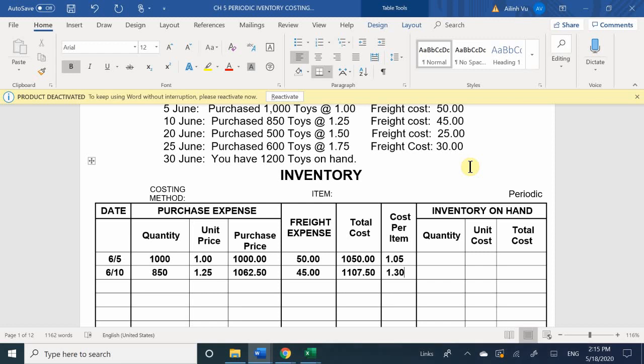Okay. So what happened next? On June 20th, 500 at $1.50. We got 500 at $1.50, which is $750. And $25 freight. $775.